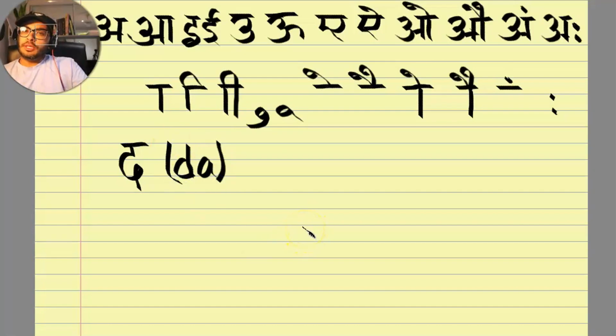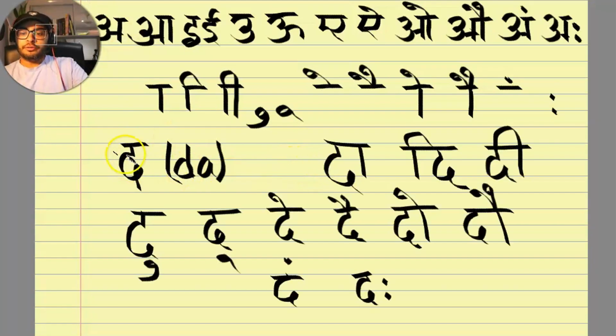A sound in English that resembles this sound would be something like that, when you're saying that da sound. And a Nepali word that uses this sound would be something like damkal. Barakhari for this sound would be da, da, di, du, de, dai, do, dau, dum, daha.